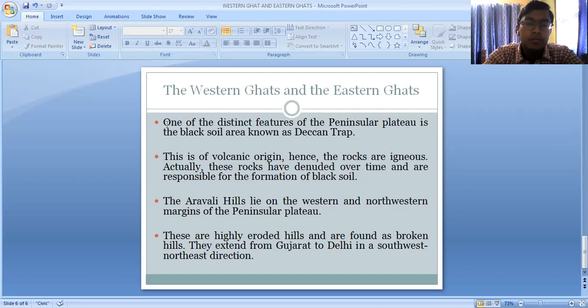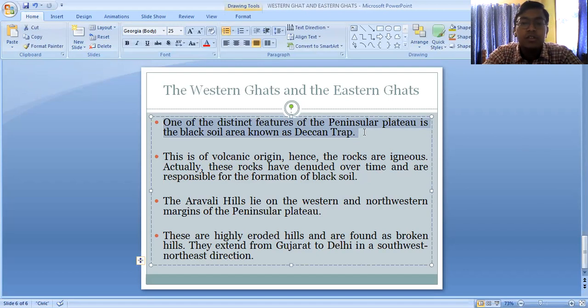Okay, so here you see that one of the distinct features of the peninsular plateau is the black soil area known as the Deccan Trap. So one of the distinct features of the peninsular plateau region is the black soil belt. Okay, and this black soil belt of the peninsular plateau region is known as the Deccan Trap. Okay, now see how this black soil has been formed.